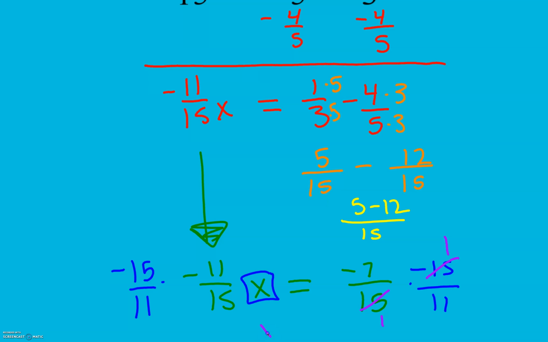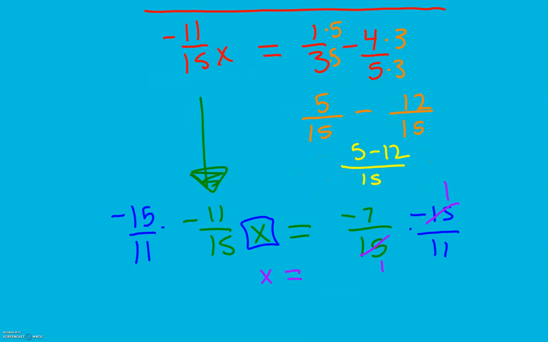So here I have x equals negative 7 times negative 1 over 1 times 11. On my left side, my reciprocals, when I multiply them together, gives me just 1. I can simplify here and I get positive 7 over 11. So x equals 7 over 11.